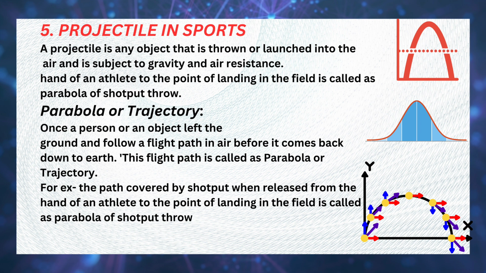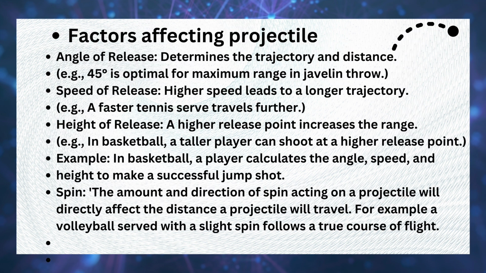For example, the path covered by a shot put when released from the hand of an athlete to the point of landing in the field is called the parabola of the shot put throw. Factors affecting projectile in sports: angle of release determines the trajectory and distance. Example: 45 degrees is optimal for maximum range in javelin throw.